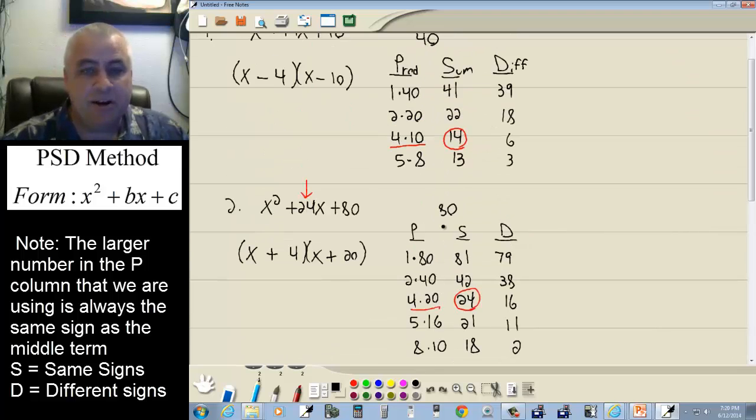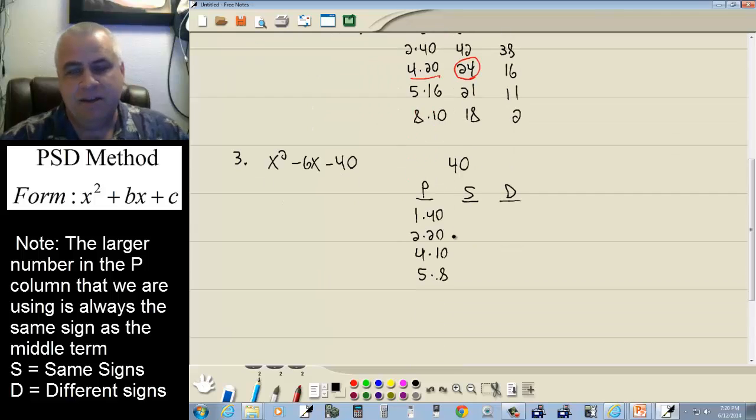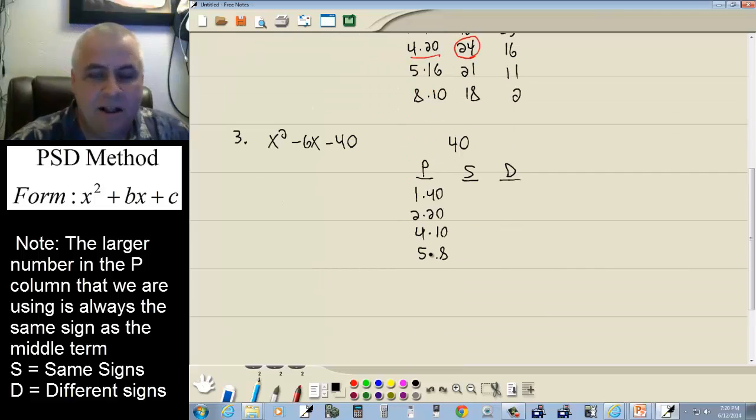Same numbers we had up here. I could have reused that table, but okay. Now the S column, we're going to add those together. 1 plus 40 is 41, 2 plus 20 is 22, 4 plus 10 is 14, 5 plus 8 is 13. Difference column, we'll subtract them, smaller from larger. 40 minus 1 is 39, 20 minus 2 is 18, 10 minus 4 is 6, 8 minus 5 is 3.